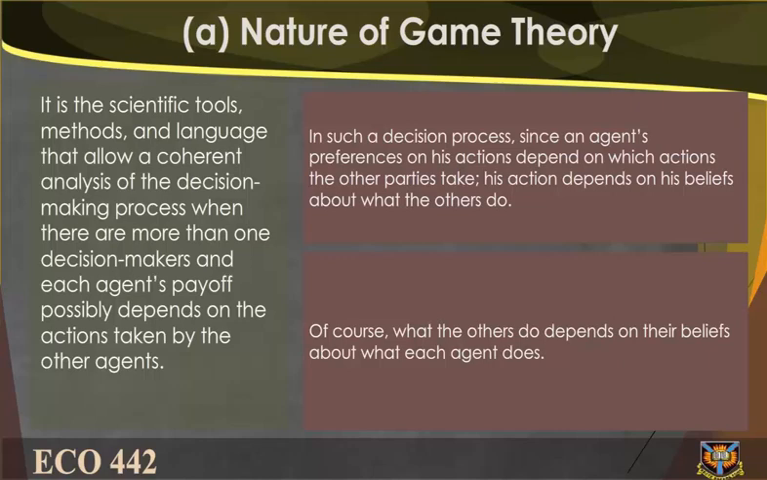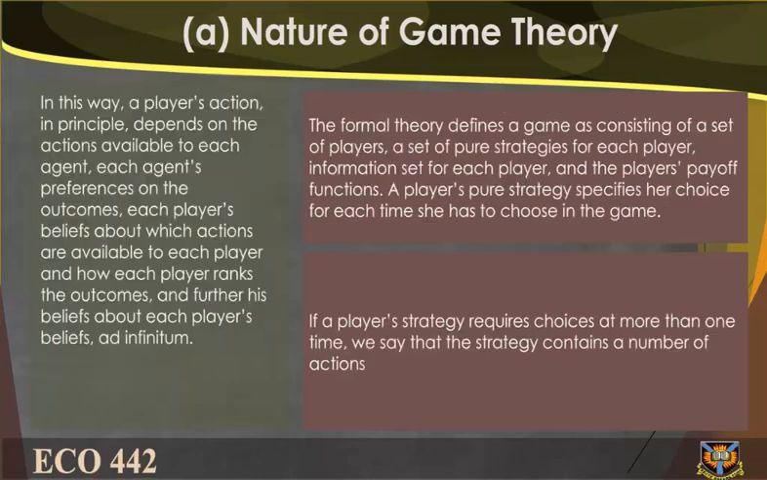Of course, what the others do depends on their beliefs about what each agent does. In this way, a player's action, in principle, depends on the actions available to each agent, each agent's preferences on the outcomes, each player's beliefs about which actions are available to each player and how each player ranks the outcomes, and further, his beliefs about each player's beliefs, ad infinitum.